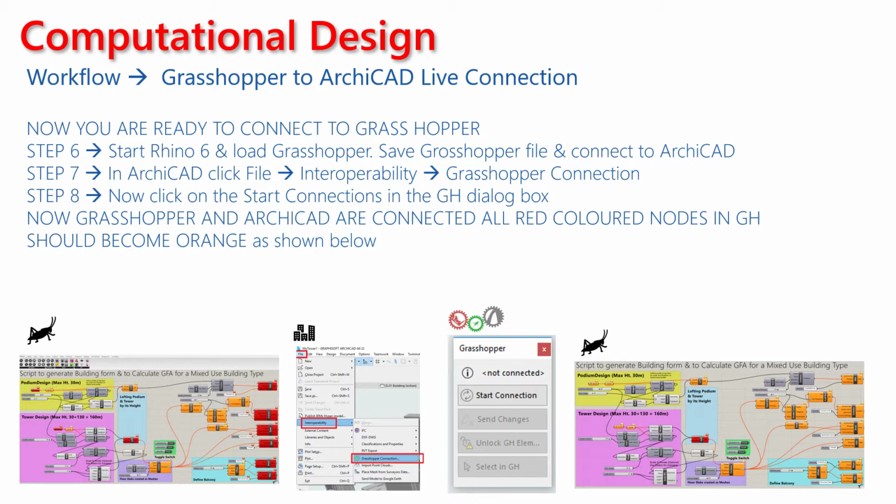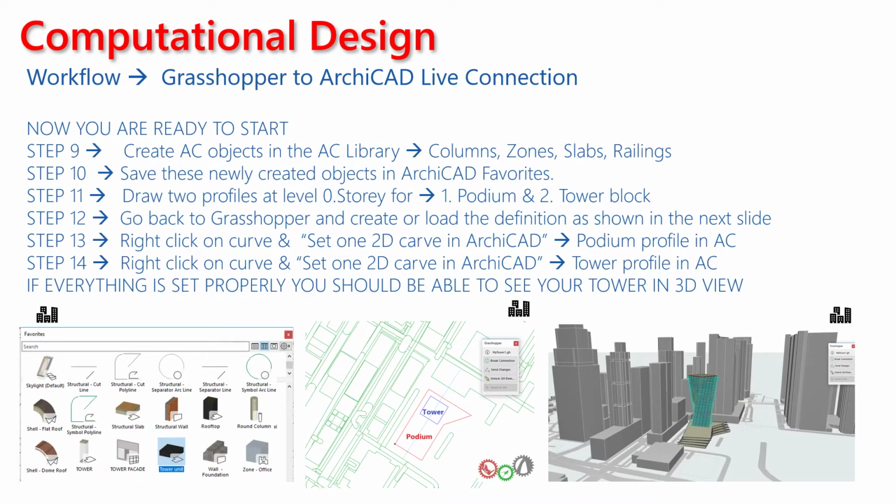Once you establish this live connection between Grasshopper and ArchiCAD, you can manipulate the building form using the number sliders inside the Grasshopper, which will give you an immediate feedback inside the ArchiCAD. You may have to create a couple of what we call building objects or the families in order to get more detail into your building form.